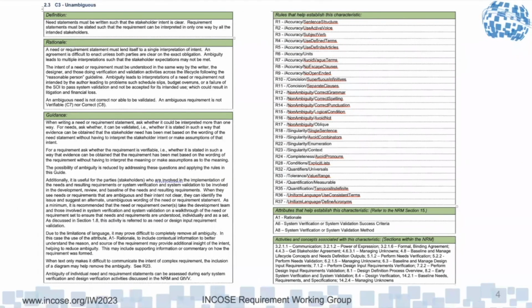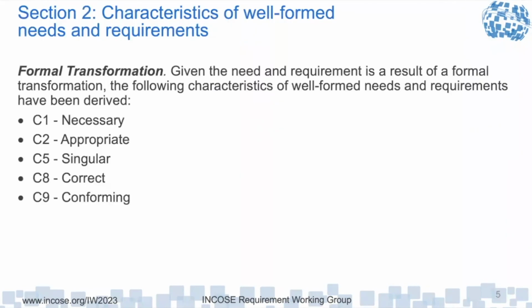When you look at a given characteristic, this is what it looks like: the definition, the rationale, the trace to the rules, the trace to attributes, and the trace to the sections in the needs and requirements manual that help contribute to that. And then, like Mike was talking about in the definitions and requirements, we had two different things included in the definition. One was the result of formal transformation from something, and the other was an agreed-to obligation. And that's what Mike was referring to in the contract part.